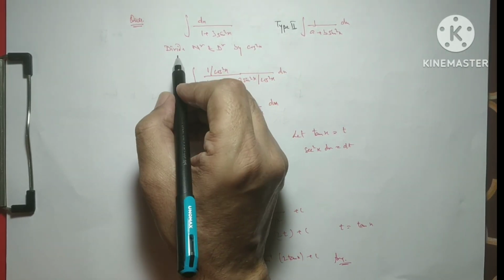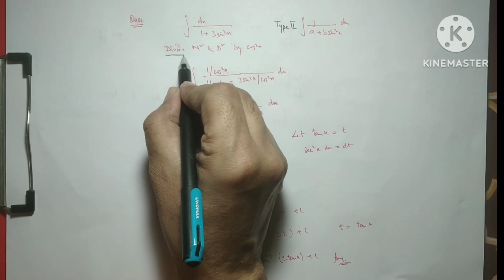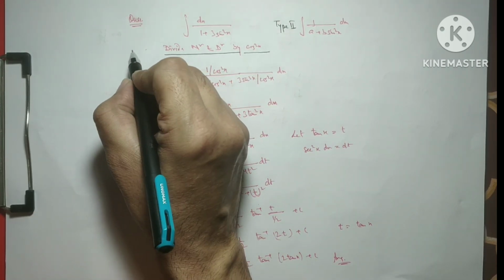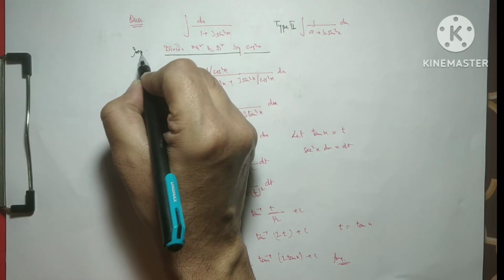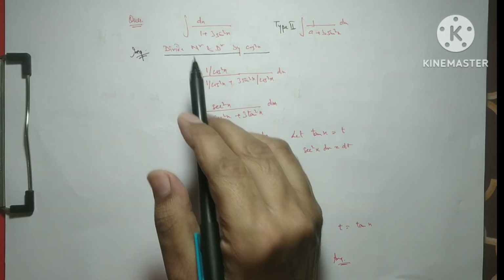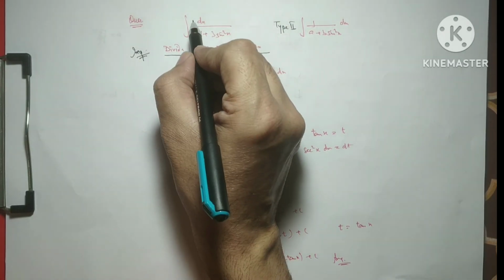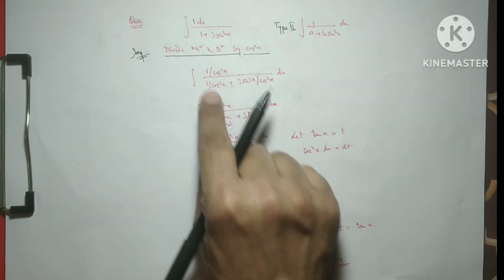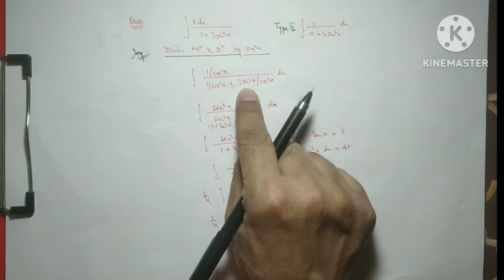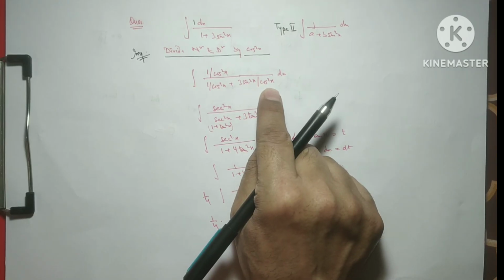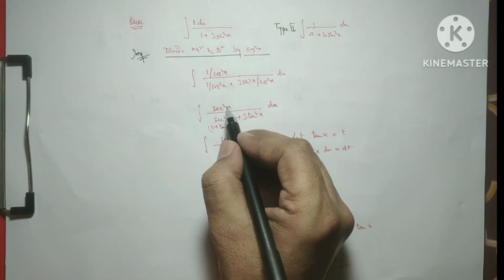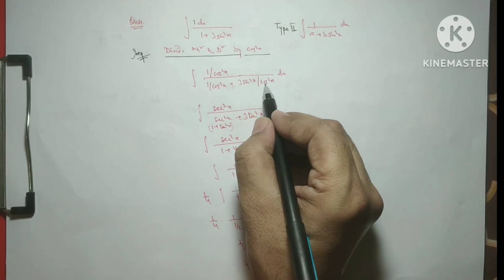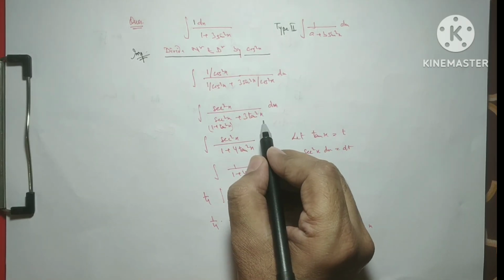And according to our working rule, first we divide numerator and denominator by cos square x. This is an important step. Remember this. So when you divide 1, we get 1 over cos square x, and 3 sin square over cos square x. The first becomes sec square x, and sin square over cos square is tan square x.